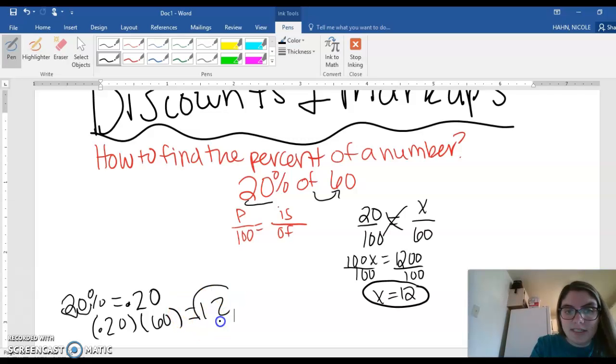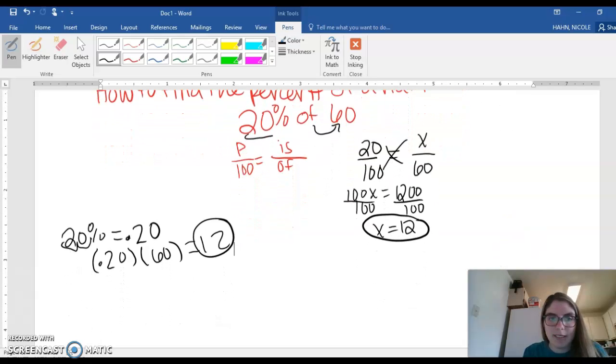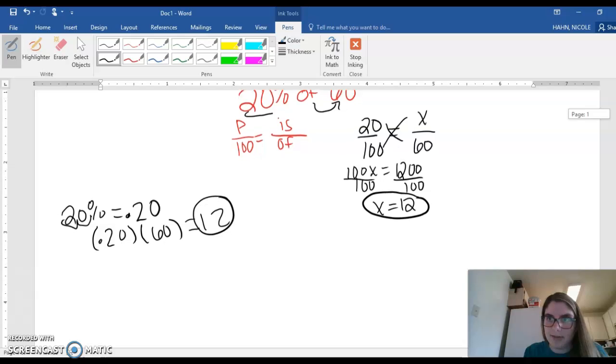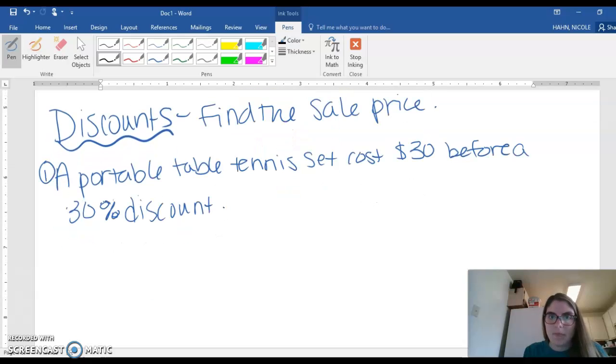In this video, this is the way that I'm going to start trying to find a percent of a number, just because it's a little bit faster. We'll go over many more examples like that. So let's first talk about discounts. With discounts, we're finding a sale price. Generally with a discount, the price is going to go down. A portable table tennis set costs $30 before a 30% discount. They want us to find the sale price.